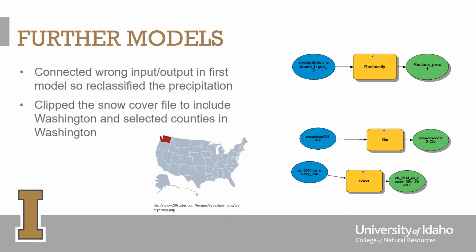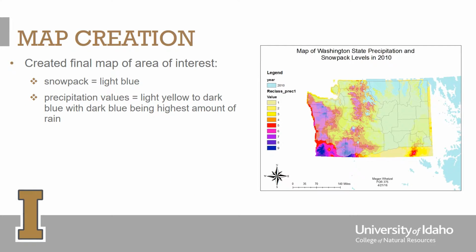A few errors were made, and a few things also did not show up correctly, so I ran some more models just to be sure of what I was doing. I had to reclassify the precipitation layer again, as it did not run, and then clip the snow cover to include Washington. I wanted to further double check that counties had been selected properly, so I did a selection again. Finally, I was able to create my map.